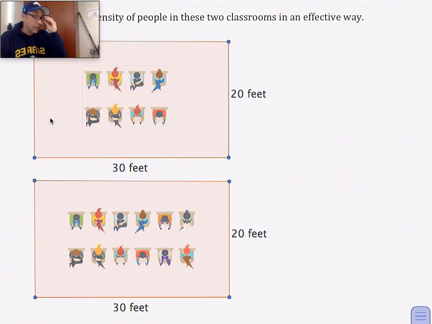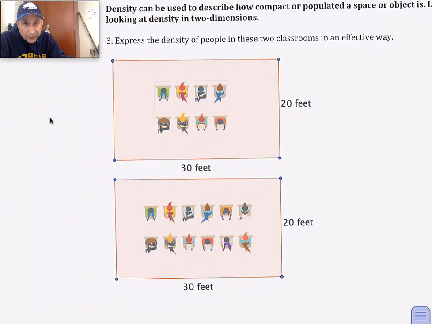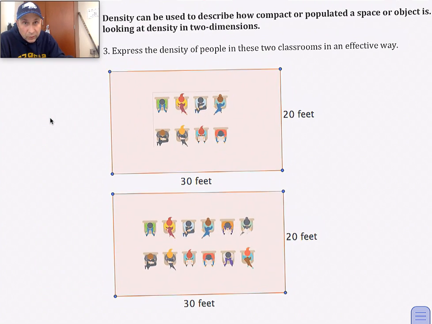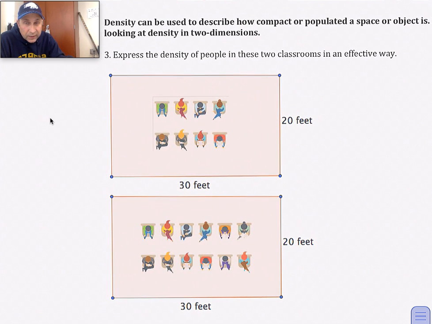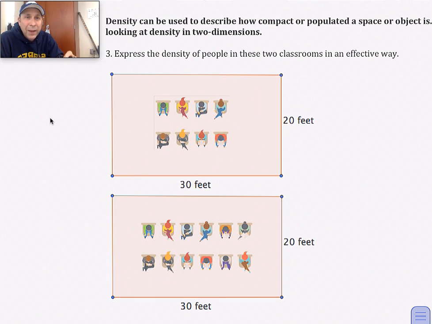And let's get on to some simple examples using students that are sitting in a classroom. So we've got two different classrooms here. Density can be used to describe how compact or populated a space is, so we're going to look at some examples in 2 dimensions first. So which of the 2 classrooms is more compact or more dense? Classroom number 1 or classroom number 2? Which one has a greater density?